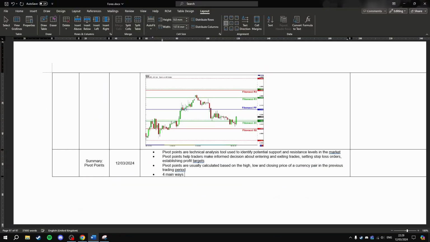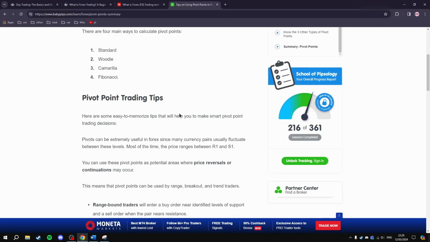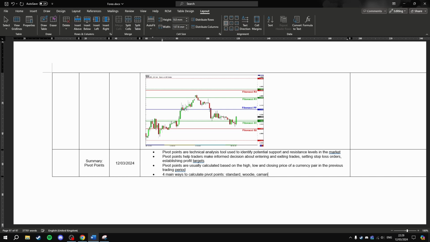Four main ways to calculate pivot points: Standard, Woodie, Camarilla and Fibonacci.